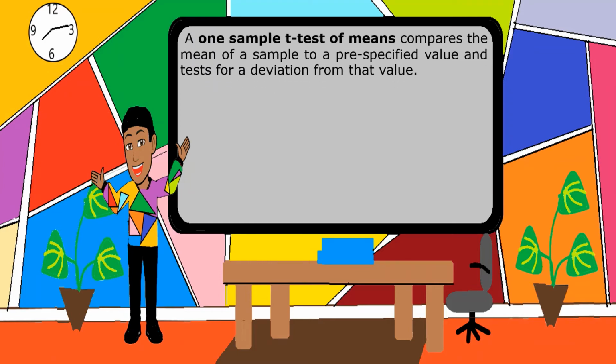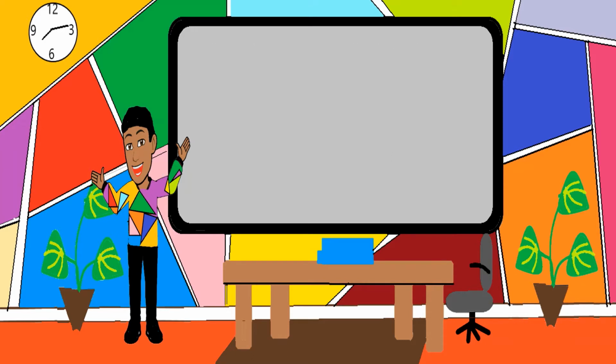One sample t-test of means compares the mean of a sample to a pre-specified value and tests for a deviation from that value. Formula: t is equal to the sample mean minus the hypothesized mean all over the standard deviation divided by the square root of the sample size, wherein our degrees of freedom is equal to n minus 1. T-test for one sample case is applicable for sample size less than 30 or if the variance is unknown.